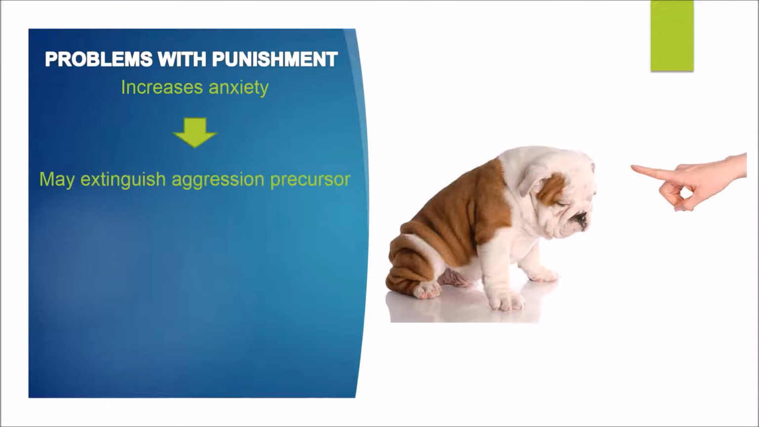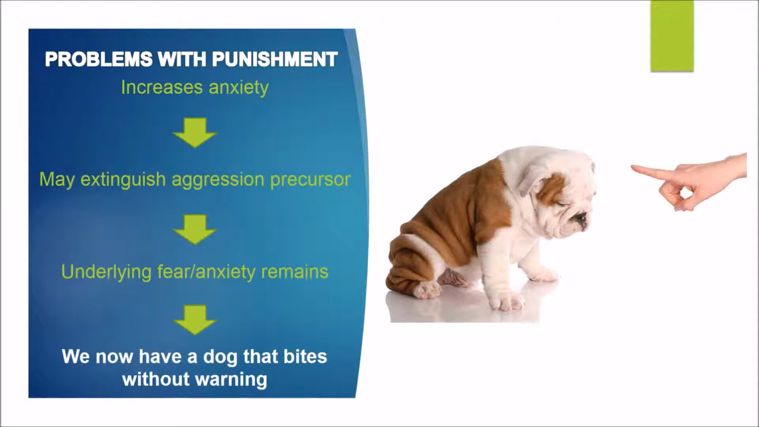Now, we may extinguish the aggression precursor. And what I mean by that is that if we punish a dog, let's say for growling, and we do it often enough, we may get rid of the growl, but the underlying fear and anxiety still remains. And the scary part is we now may potentially have a dog that bites without warning.